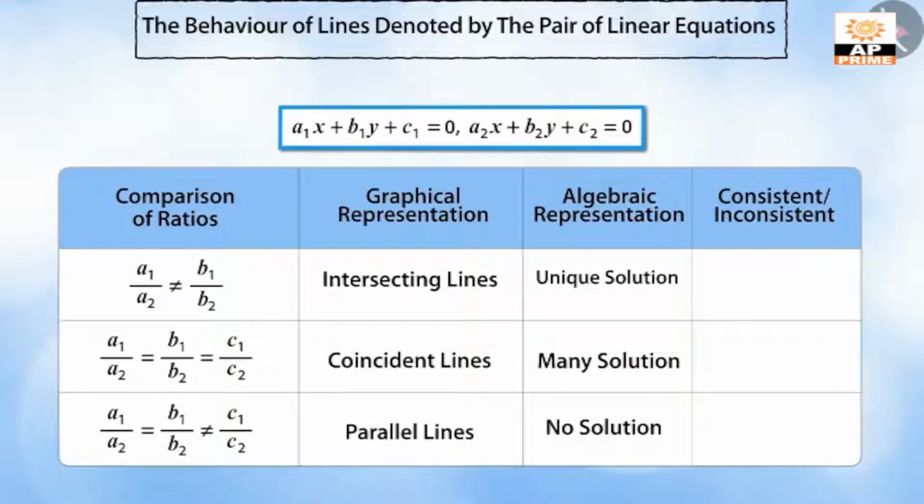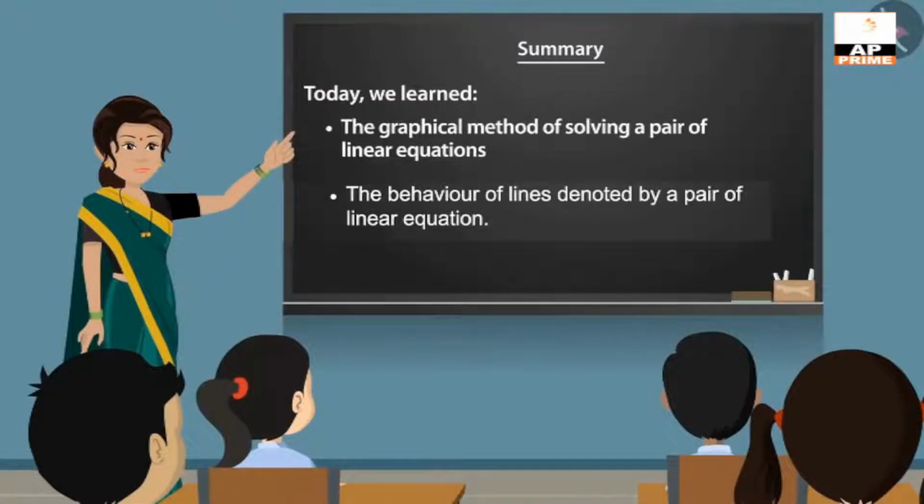So, we can say that a pair of linear equations that have a common solution is called the consistent pair of equations. And a pair of linear equations that has no solution is called the inconsistent pair of equations. Today, we studied the graphical method of solving a pair of linear equations and the behavior of the lines denoted by the pair of linear equations. In the next video, we will see some interesting examples based on them.